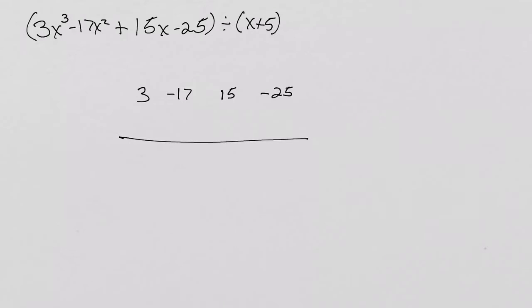You're going to put a line there with space for you to write. You're going to make a half a box over to the left. In this half a box right here, we are going to put a number. The question is what number? Well, we're going to get that number from our divisor. What we're going to do is set our divisor equal to 0 and solve. So when I do x plus 5 equals 0, x is negative 5. Therefore, negative 5 is going to go inside this box.